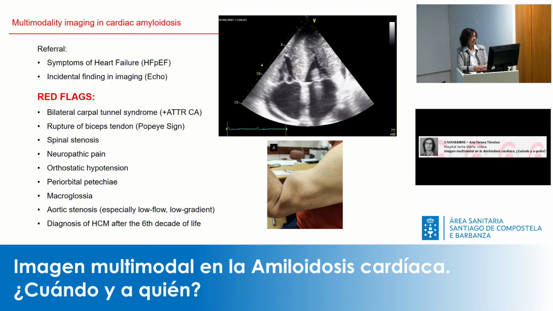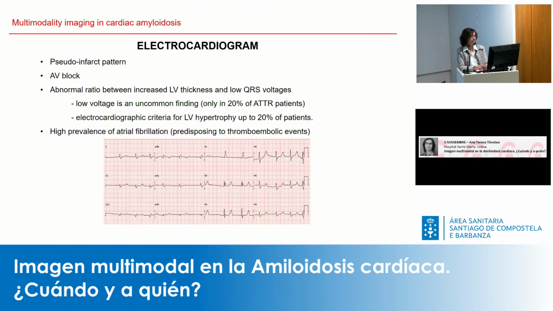Spinal stenosis is another form of presentation, neuropathic pain, orthostatic hypotension, periorbital petechiae, macroglossia. It's usually associated with aortic stenosis, especially low flow, low gradient, and hypertrophic cardiomyopathy that is diagnosed after the 6th decade of life. We need to think about the possibility of amyloidosis.